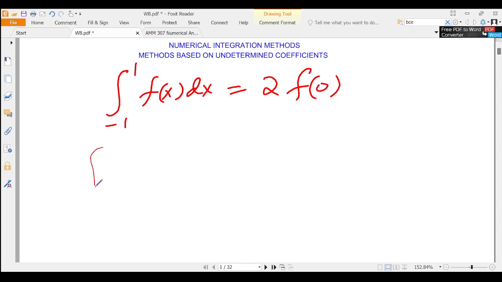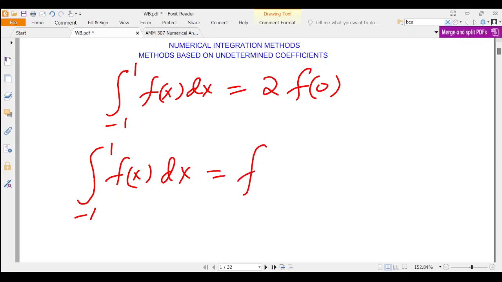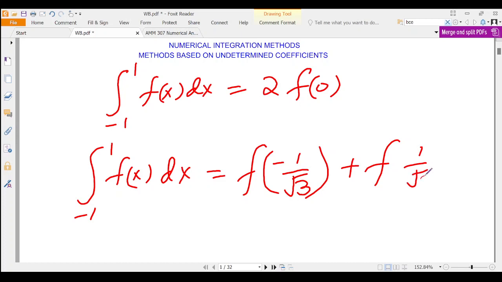The two-point method can be expressed as the integral from -1 to 1 of f of x dx is equal to the value of the function evaluated at -1 over root 3 plus f of 1 over the square root of 3. So we just need to evaluate the value of the function at -1 over root 3 and the value at +1 over root 3, and add the two results.